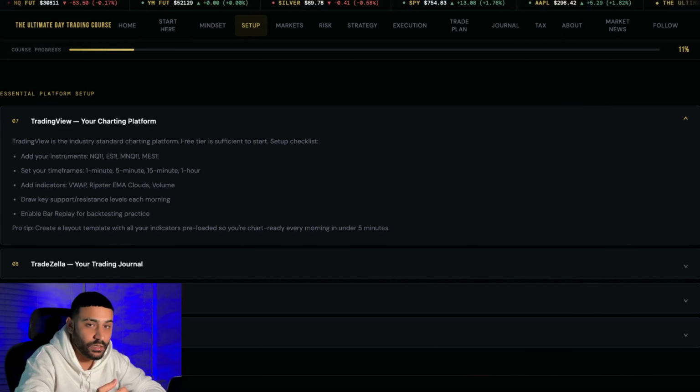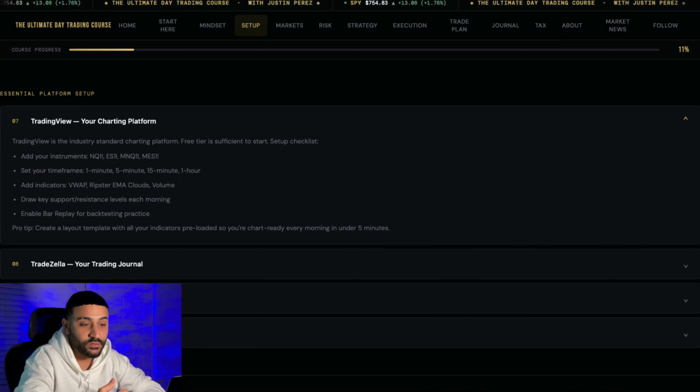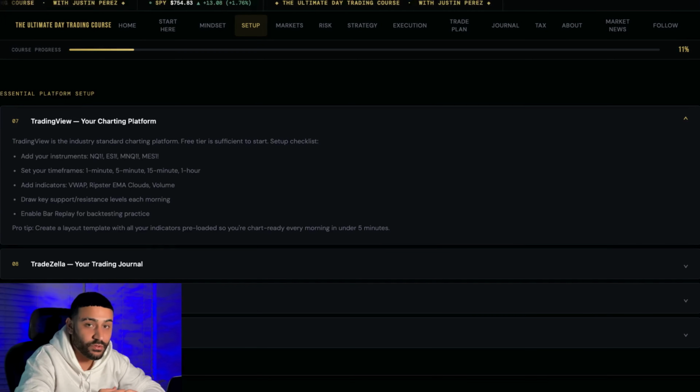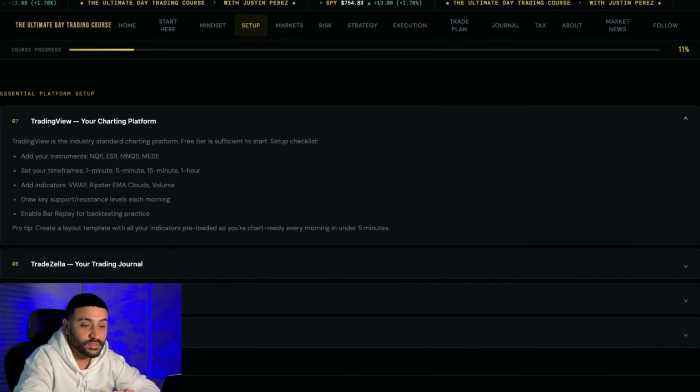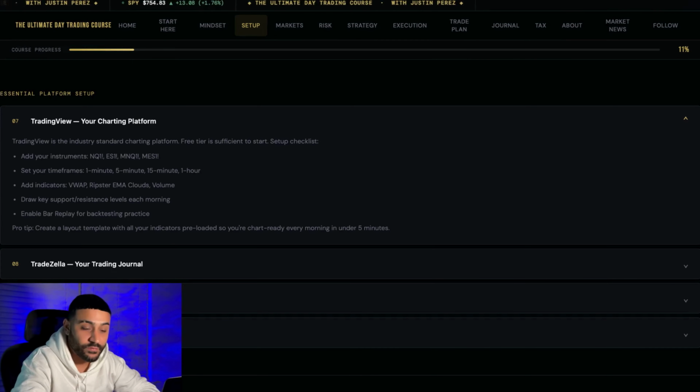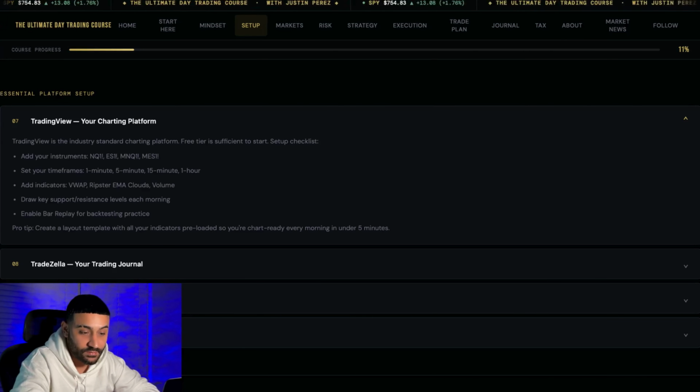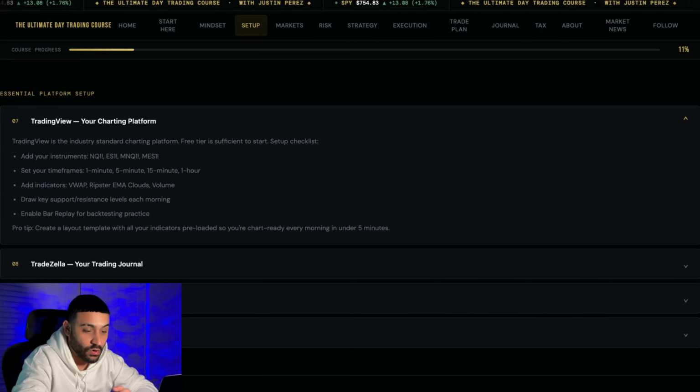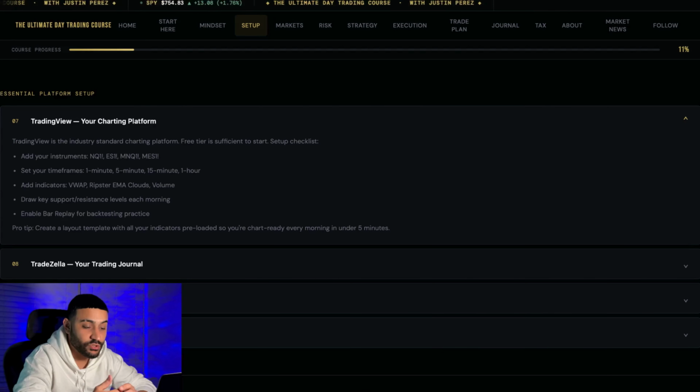We'll go over a little bit more on which indicators, but essentially you guys know that I only use LuxAlgo indicators and standard indicators from within TradingView. Draw key support and resistance levels each morning. Enable bar replay for backtesting. Pro tip: create a layout template with all your indicators preloaded so your chart is ready every morning in under 5 minutes.